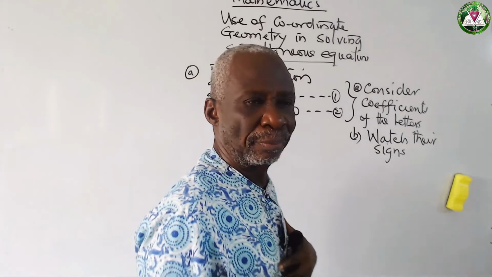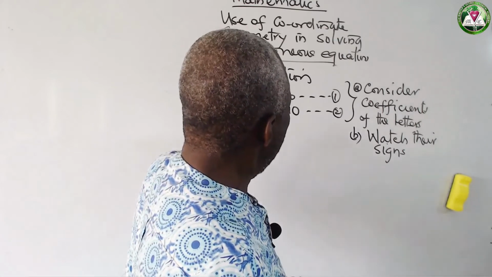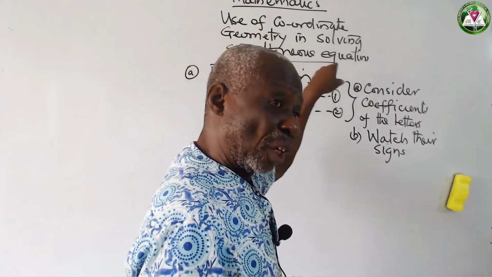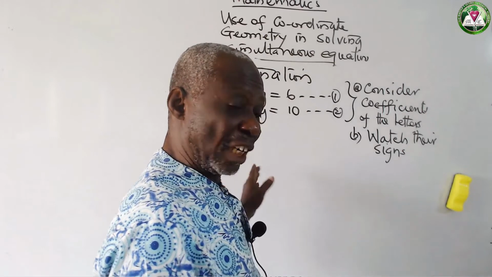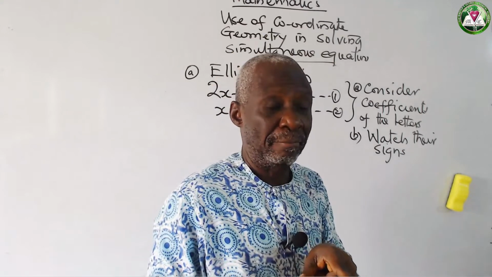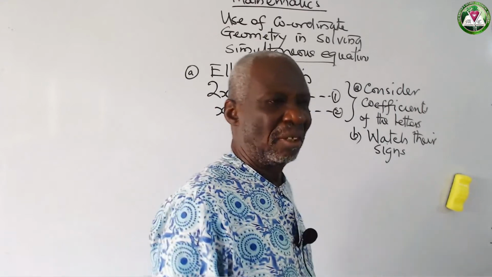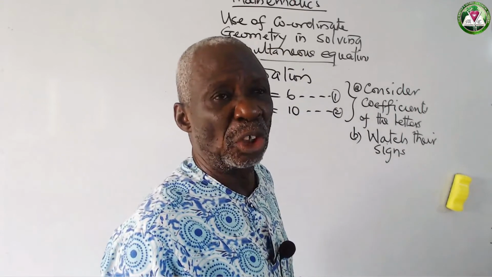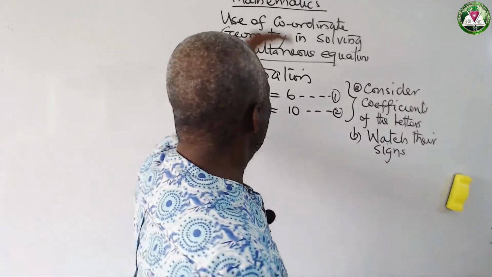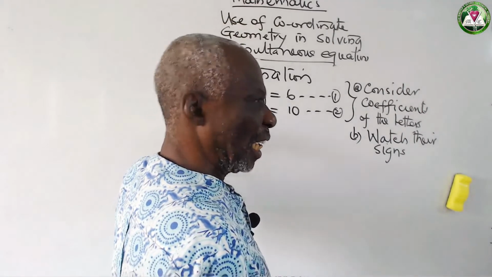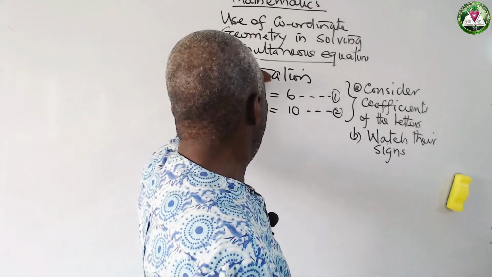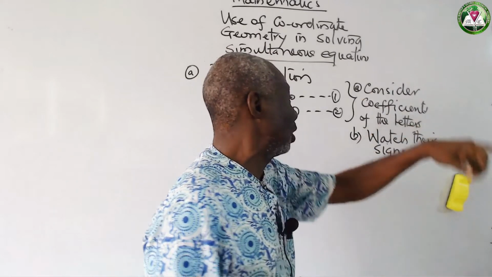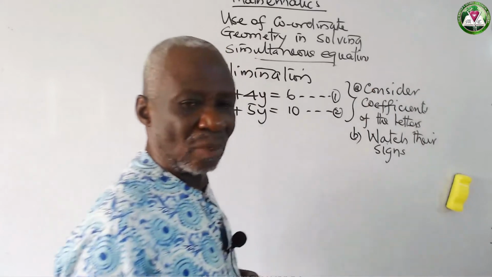So we don't have any problem. But if one of them is positive in one equation and negative in the other equation, that is the one you eliminate. It makes the solution easier. It doesn't mean you don't have other methods of doing it, but that is what makes it easier for you, so that you don't enter into much calculation later. When X is positive in one and negative in another, eliminate X. Or, if Y is positive in one and negative in the other, eliminate Y. That is why these two things are important. Consider the coefficients of the letters first, then watch their signs. I have treated their signs.